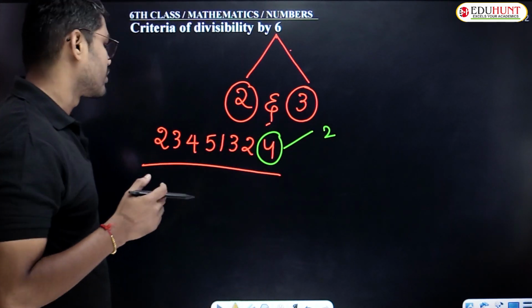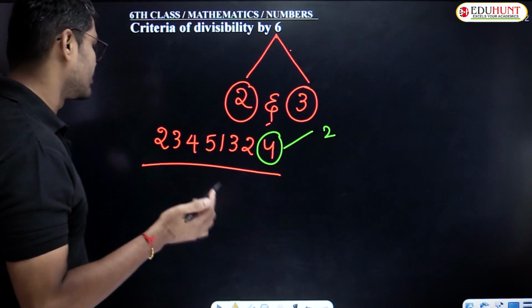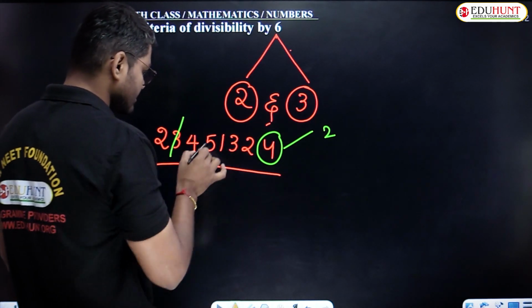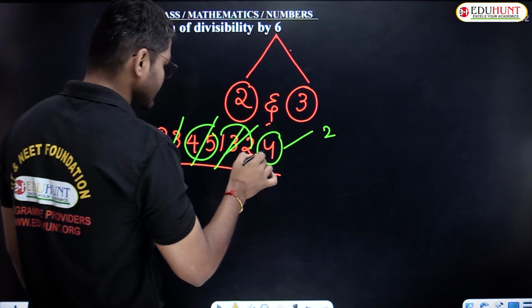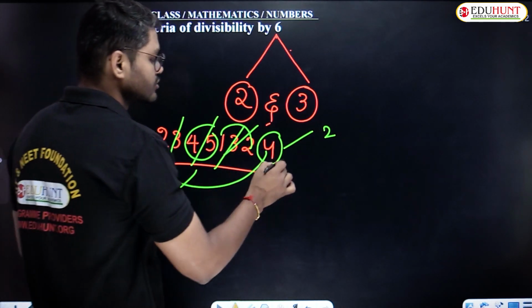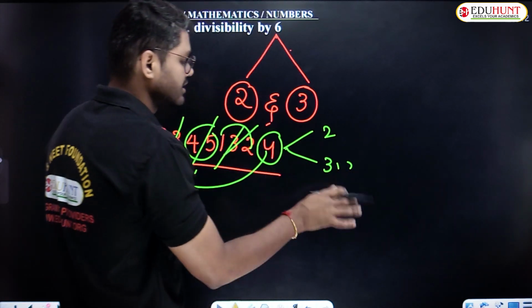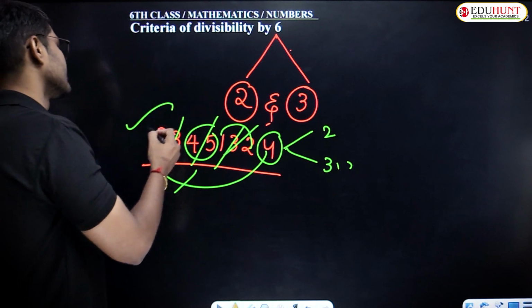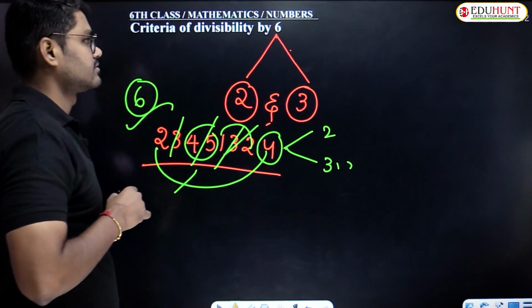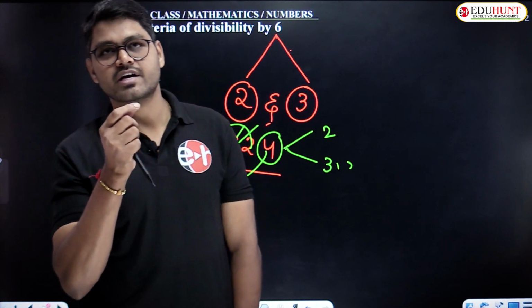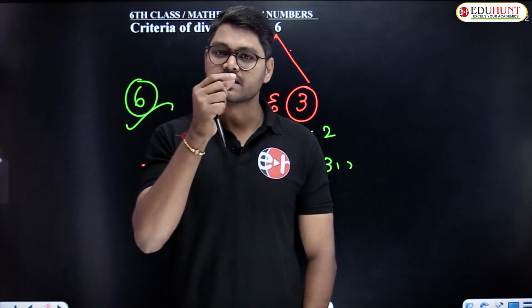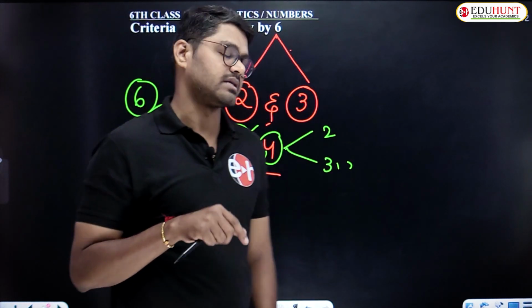Now we have to check the divisibility rule of 3. 3 cancel, 4 plus 5 cancel, 4 plus 2 is 6, cancel. So this is also divisible by 3. Therefore, this whole number is divisible by 6. Did you understand the divisibility rule of 6? If a number is divisible by both 2 and 3, then the whole number is divisible by 6.